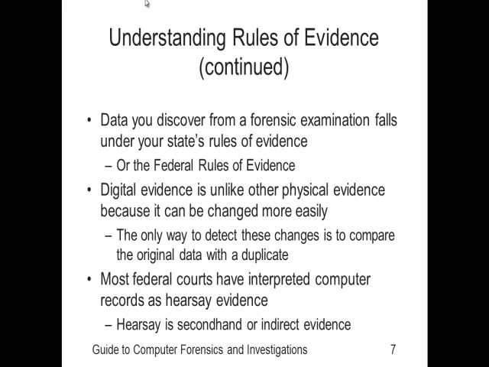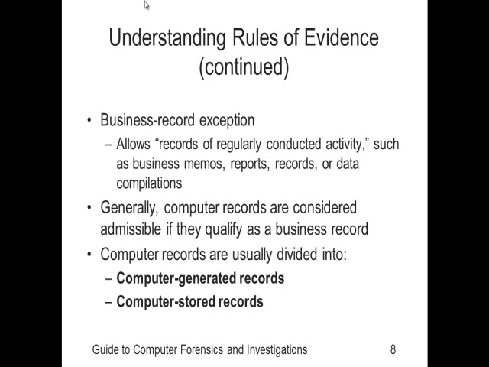The business record exemption allows records of regularly conducted activity such as business memos, reports, records, or data compilations. Generally, computer records are considered admissible if they qualify as a business record. The following two categories of computer records are computer-generated records and computer-stored records.